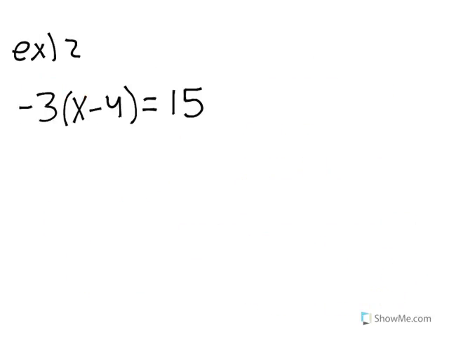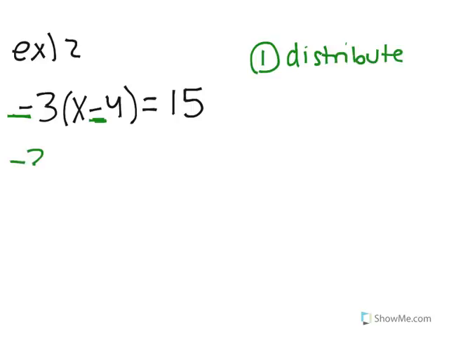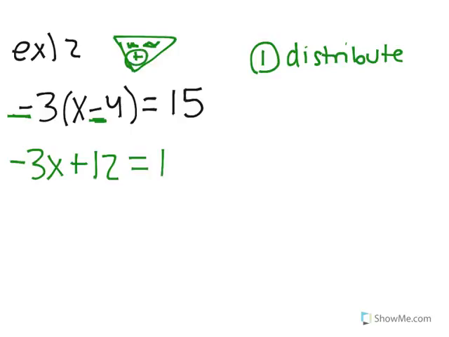Here's the second example. This one involves a negative number here and a negative here, so you have to be careful, and you can even use negative man here if you need it, to multiply this properly. So we're going to do our first step, which is distribute. Negative 3x. Negative 3 times a negative 4 is going to be a positive 12. You can check that with negative man up here. Negative, negative, positive. They were both negative numbers. So positive is equal to 15.